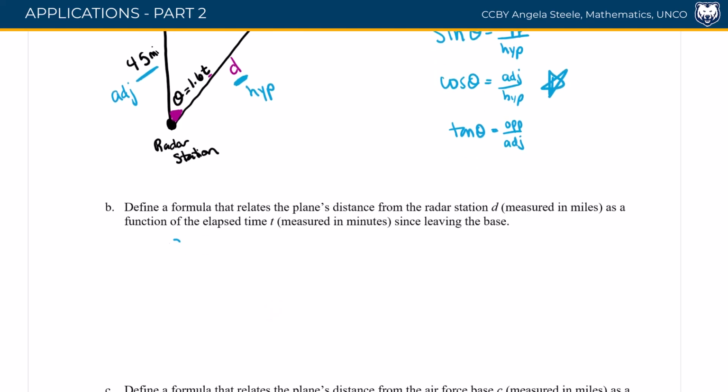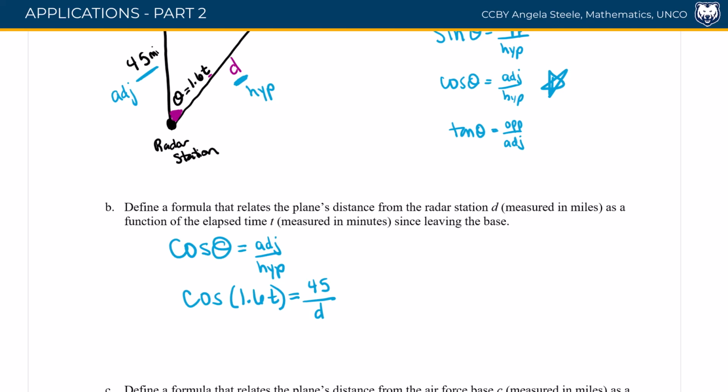Coming down here, I'm going to write it as cosine theta is equal to the adjacent over the hypotenuse, which means that we've got cosine of our theta, which we know is 1.6t, equal to the adjacent, which is 45, over the hypotenuse, which is d. And this right here gives us our relationship.